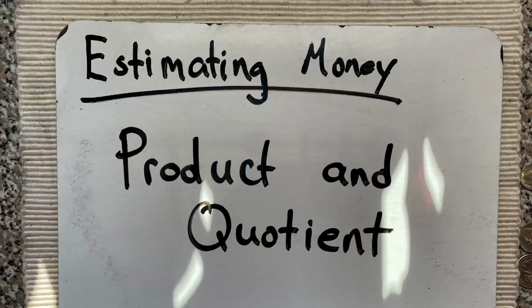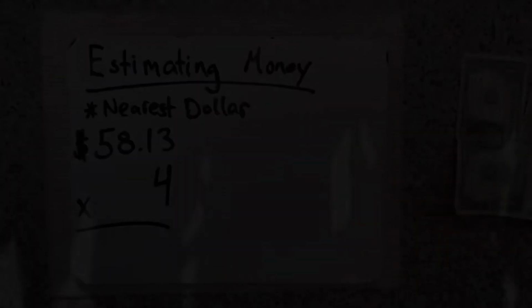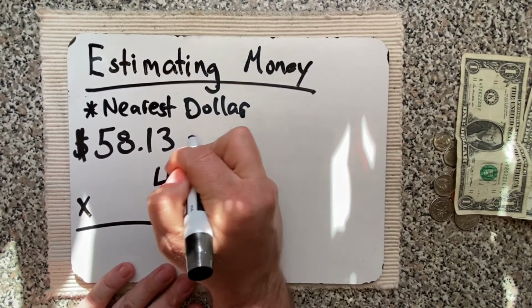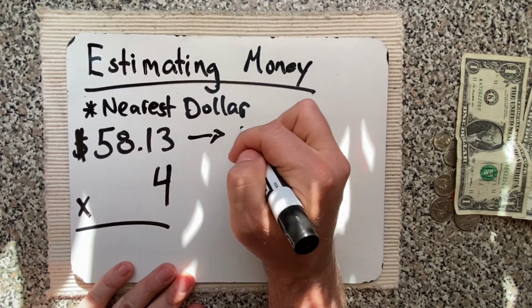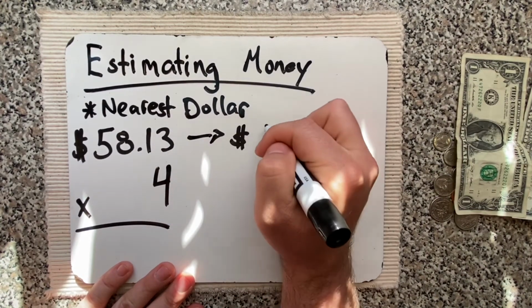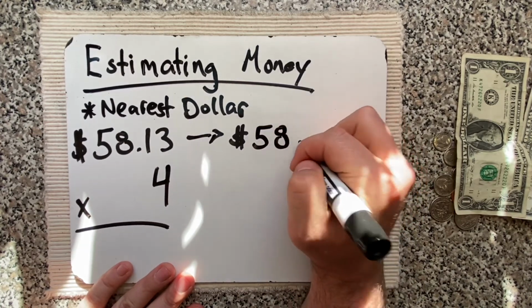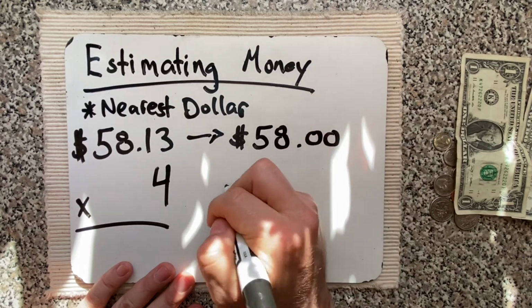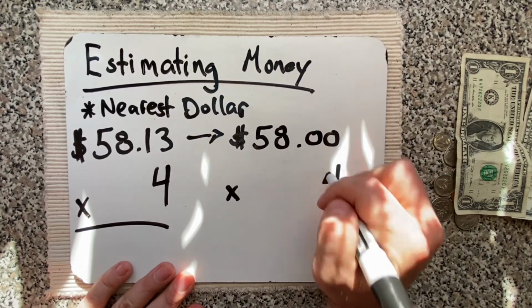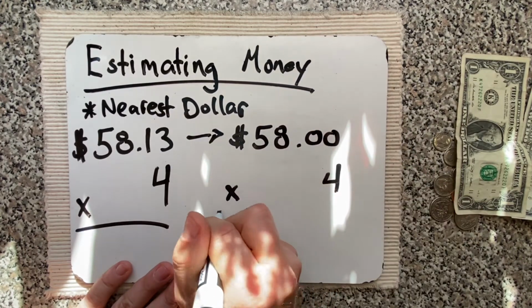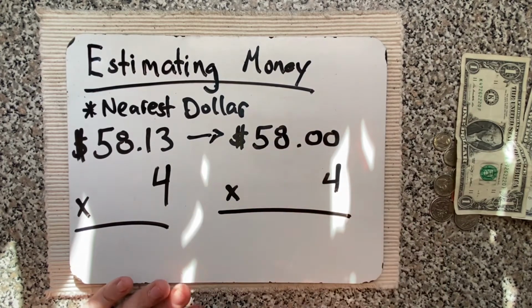As you will see at the end of this video, the only follow-up we're asking everyone to do is sum and difference. But product and quotient is a really fun challenge, so if you'd like to take this on, here are a few examples. $58.13 times 4. If we round to the nearest dollar, we round it down to $58. That makes this a multiplication problem of 58 times 4, or 4 sets of 58.